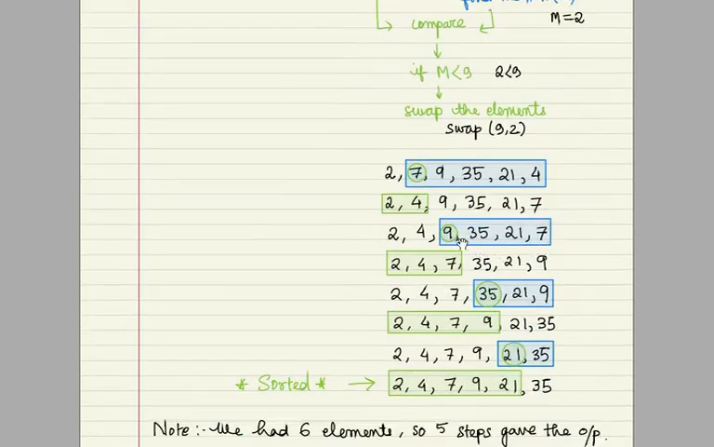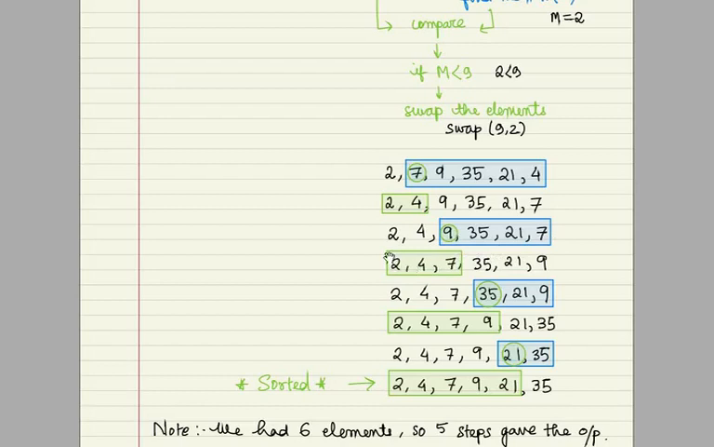Now the elements that we have are 9, 35, 21 and 7. So again we have to take 9 in its own place and then find the minimum value out of all the elements, 9, 35, 21 and 7. Of course 7 is the minimum value out of these 4 elements. So since 7 is lesser than 9, we are going to swap 7 and 9. So 7 will go to the place of 9 and 9 will go to the place of 7.